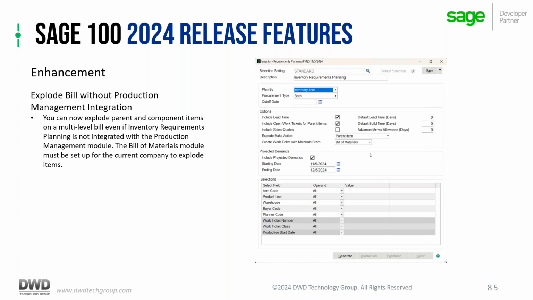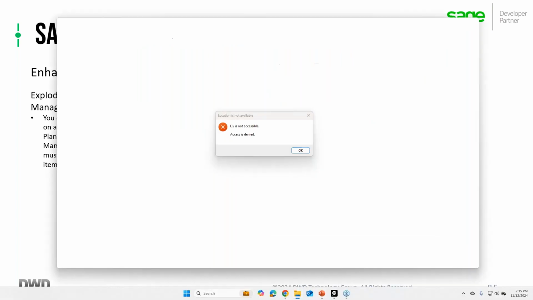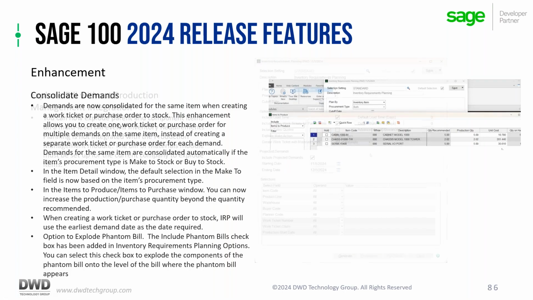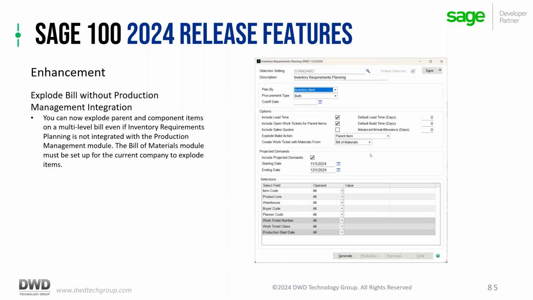The IRP then says, okay, let's see what the sales orders are. Let's look at your min maxes. Here's the things I think you should purchase. Here are the things, it'll list them all. You can select which ones, and then you can say generate purchase orders for it, right? So you don't have to have production management to use IRP.